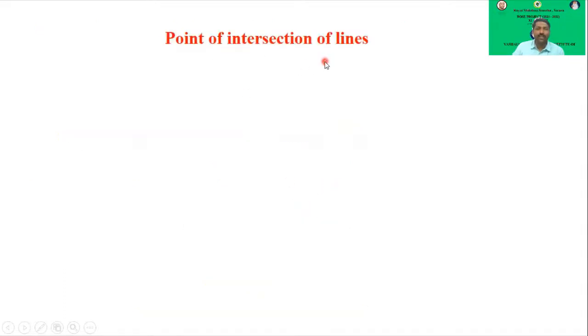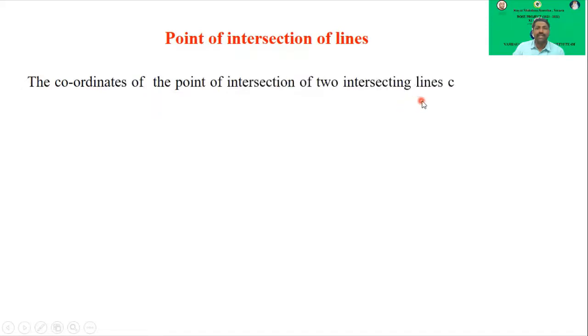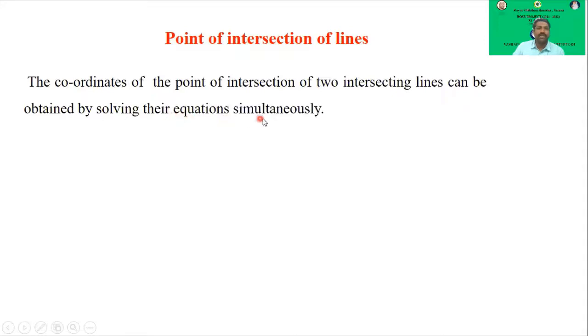Now, point of intersection of two lines. How to find the point of intersection of two lines? The coordinates of the point of intersection of two intersecting lines can be obtained by solving their equations simultaneously.